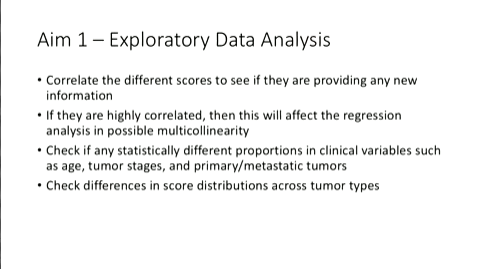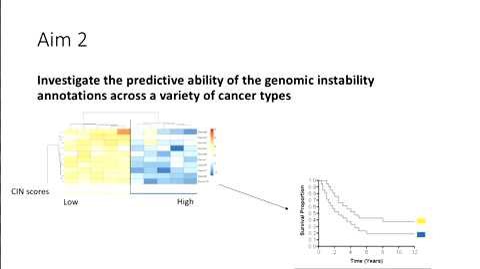And so the last thing in AIM-1 will basically be the exploratory data analysis of the scores. And so I'll correlate the different scores to see if they're providing any new information. And if they are highly correlated, then this will affect the regression analysis with possible multicollinearity. And I'll check if there's any statistical differences in the proportions in the clinical variables, such as the age, tumor stages, and primary versus metastatic tumors. And then also be checking the differences in the score distributions across the tumor types. And so this is for the EDA.